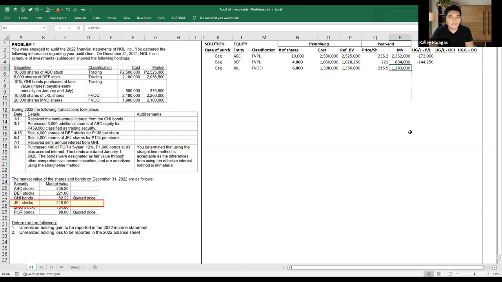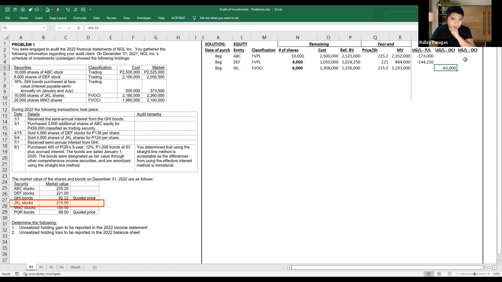Okay, in terms of the classification, how will our classification look there? What is our measurement? So in the statement of comprehensive income, what OCI will we present? Again, remember, this statement of comprehensive income would basically be your current year change in market value. So take your year-end market value less your reference book value, which is your previous market value. Right? So that is what you will present in the statement of comprehensive income, which is a 63,000 loss.